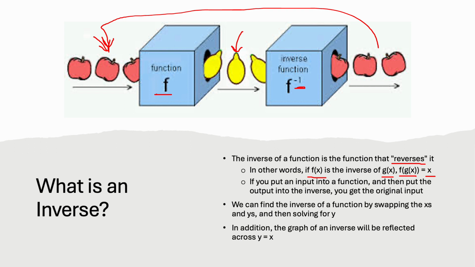And we can find the inverse of a function from the equation by swapping the x's and the y's and solving for y. So if I have y is equal to 3x, and I'll find the inverse of this, I'm just going to swap the x's and the y's. So x is equal to 3y. And then we got to solve for y. So we're going to divide both sides by 3. So the inverse is going to be x over 3.